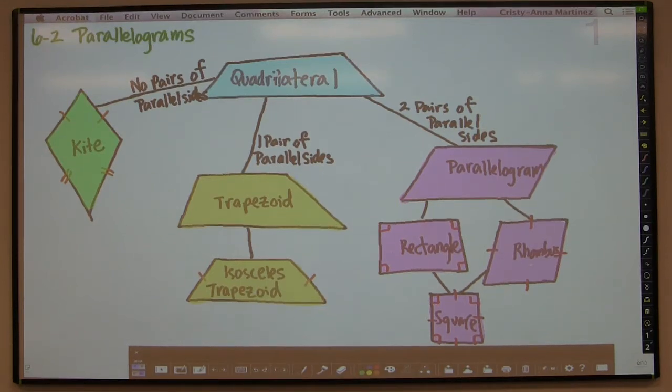Hello there, geometers. This is obviously a geometry video. It's chapter 6, section 2. And today we're going to be talking about parallelograms.